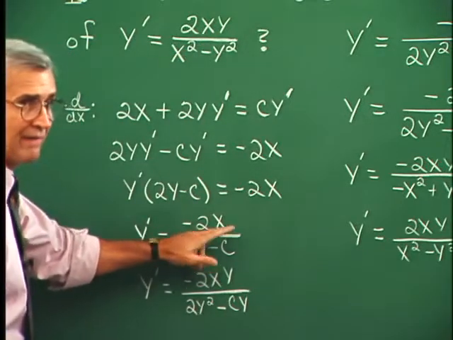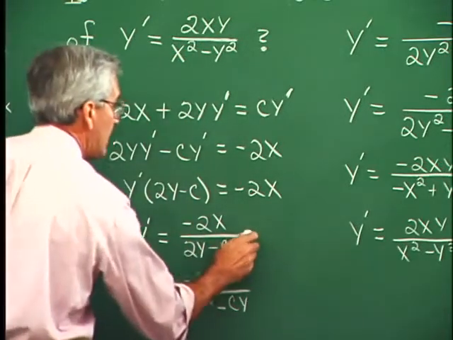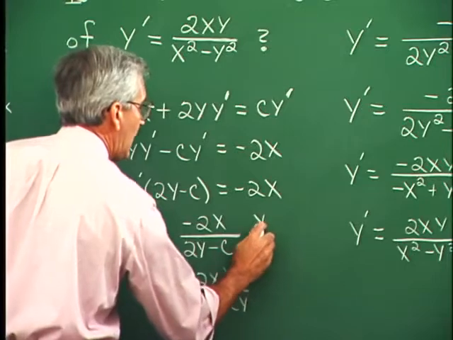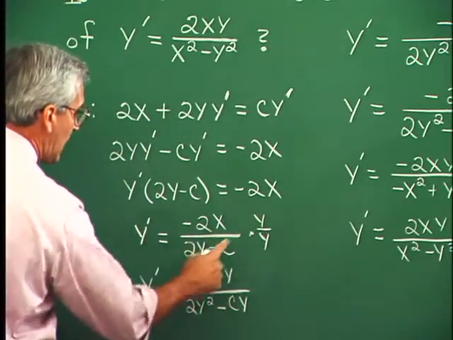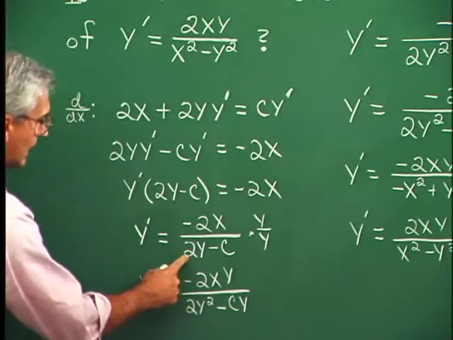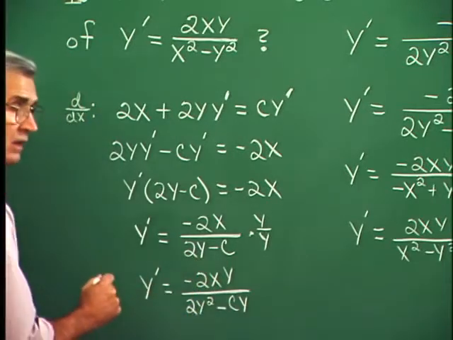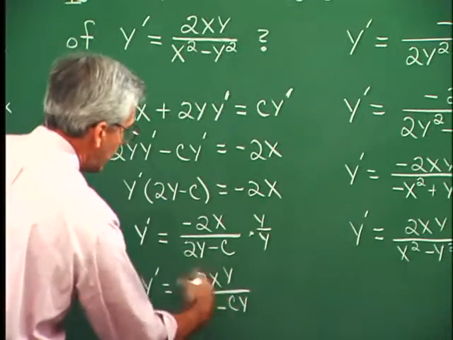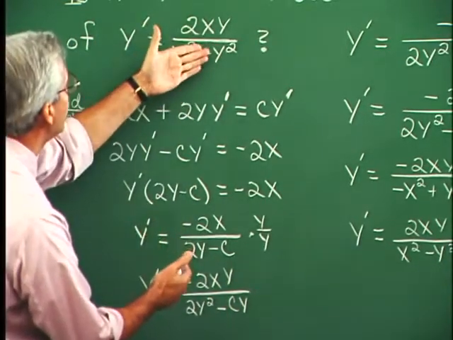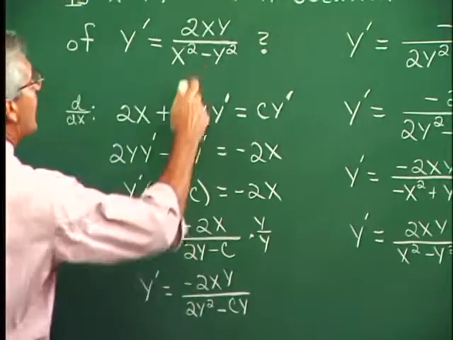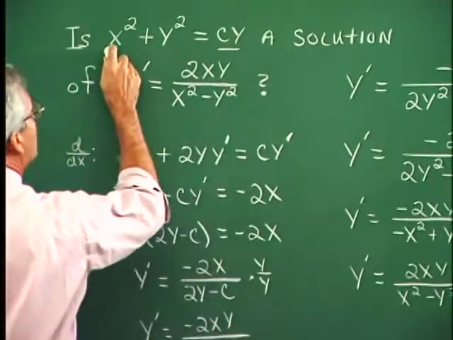Here we're missing a y factor. So let's just pop a y factor in there by multiplying by y over y. So in the numerator we'd have negative 2xy, and in the denominator 2y squared minus cy. Well, now what else can we do to manipulate this thing? Gee whiz, this doesn't have a cy in it at all. Oh, look up here. We have cy equals this expression.